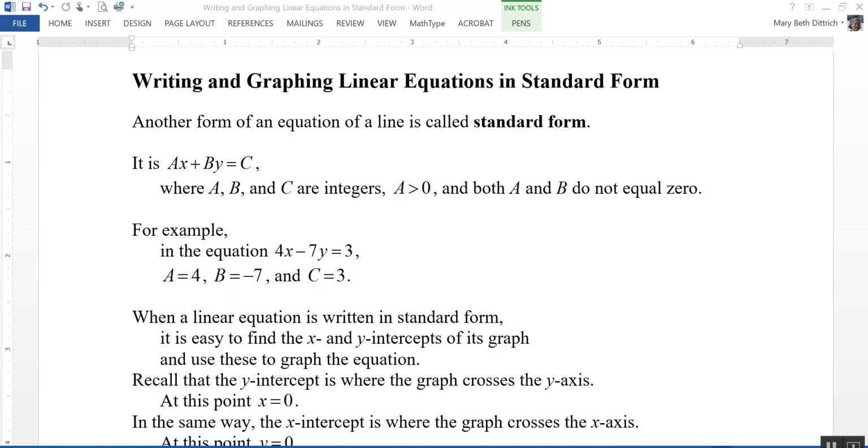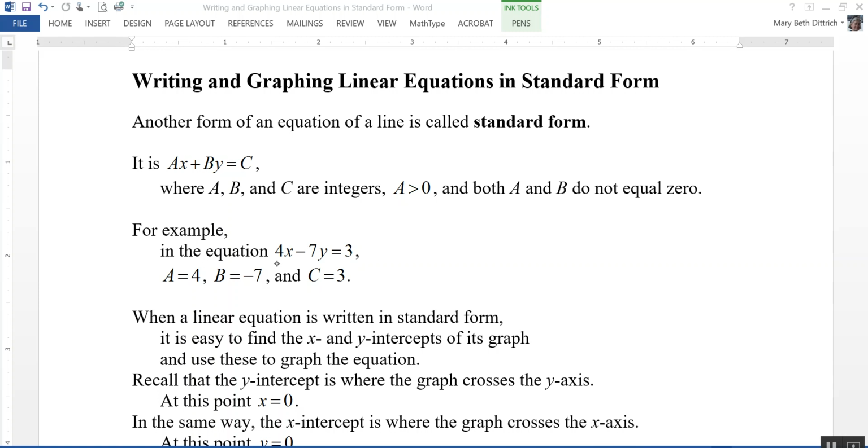This video is on writing and graphing linear equations in standard form. Another form of an equation of a line is called standard form. It is written ax plus by equals c, where a, b, and c are integers, a is greater than 0, in other words a can't be negative, and both a and b do not equal 0. A could be 0, b could be 0, but not both at the same time.